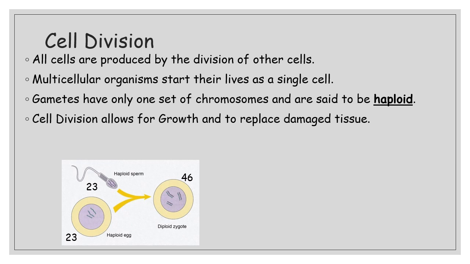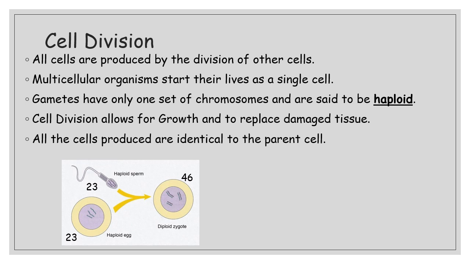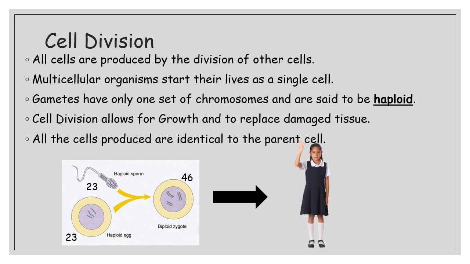Cell division allows for growth and to replace damaged tissue. So obviously that zygote divides and becomes two cells, two become four, etc., etc., till we get to a fetus, a baby, a child. And obviously as that child grows, then they again go through the process of cell division, and they all are identical to the parent cell.